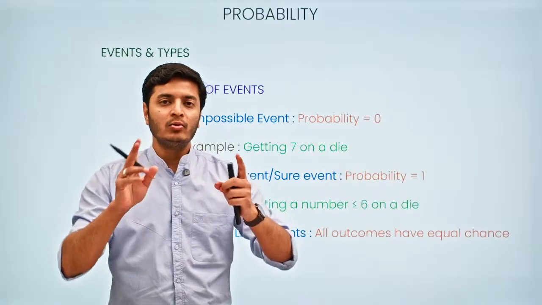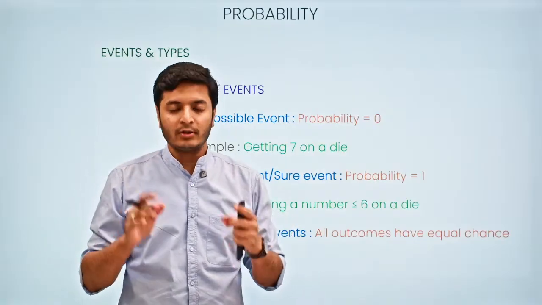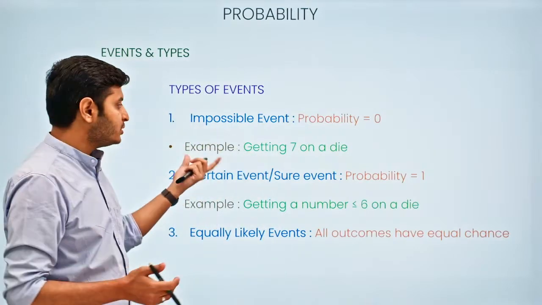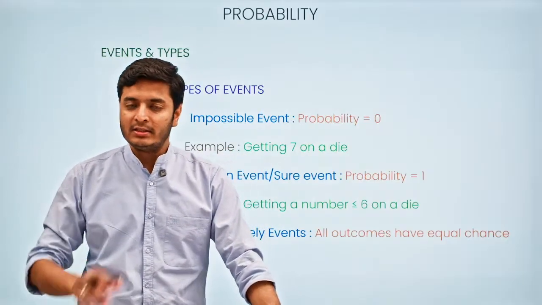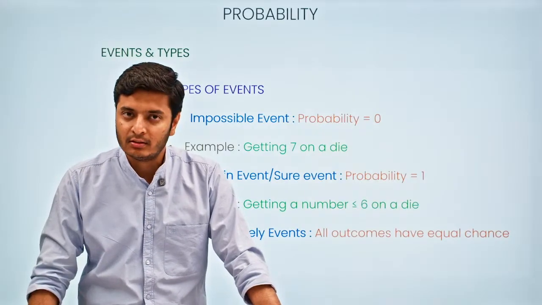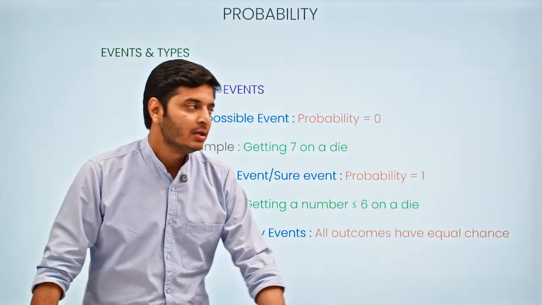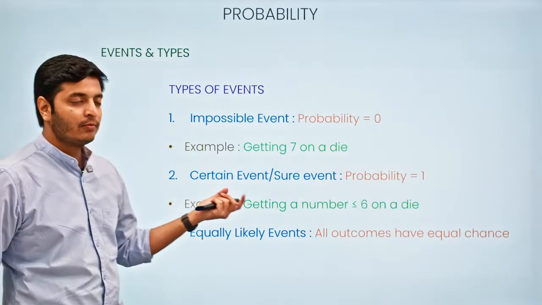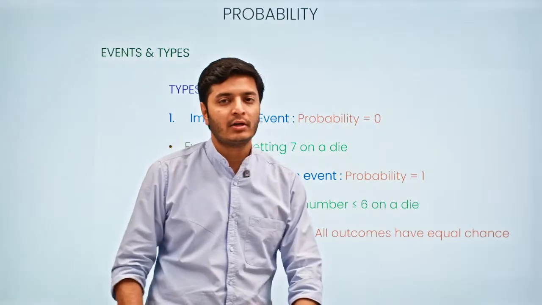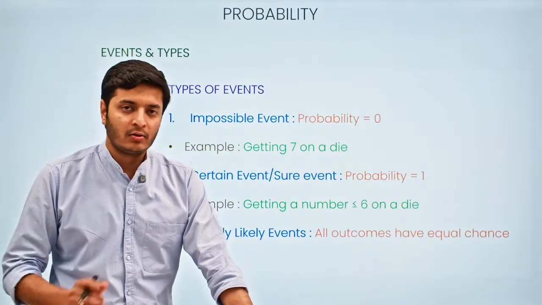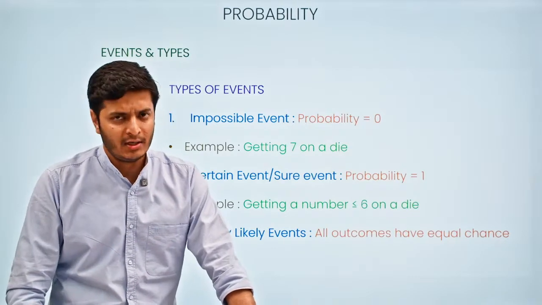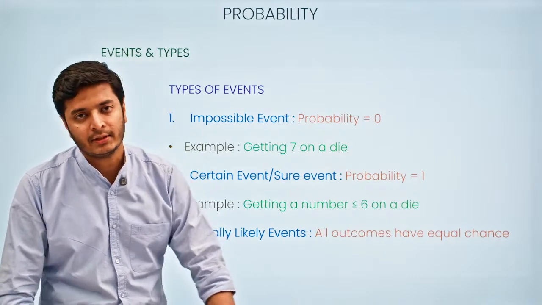So the probability ranges from 0 to 1, and all the values are in between. Some examples: for an impossible event, getting 7 on a die. If there is no face having 7 on a die, then how can we get 7? We cannot get a 7 on a die, correct? For a certain event, for which the probability is 1, getting a number lesser than or equal to 6 when we roll a die. What are the chances we are going to get a number lesser than or equal to 6? 100% chance, because all the numbers are lesser than or equal to 6.